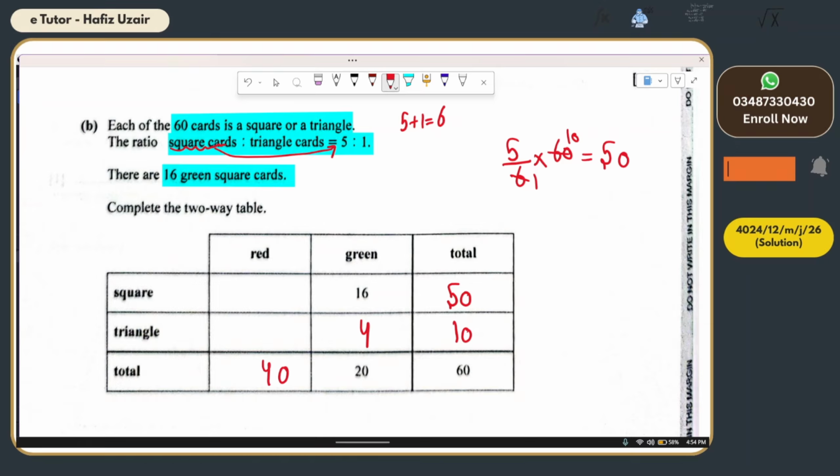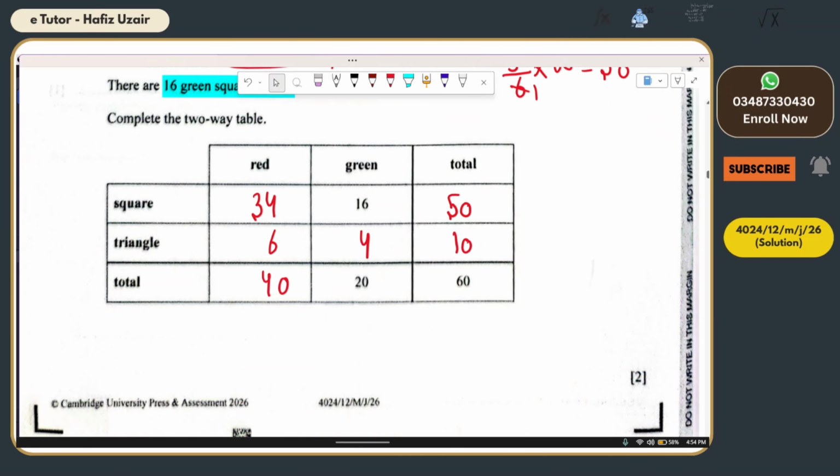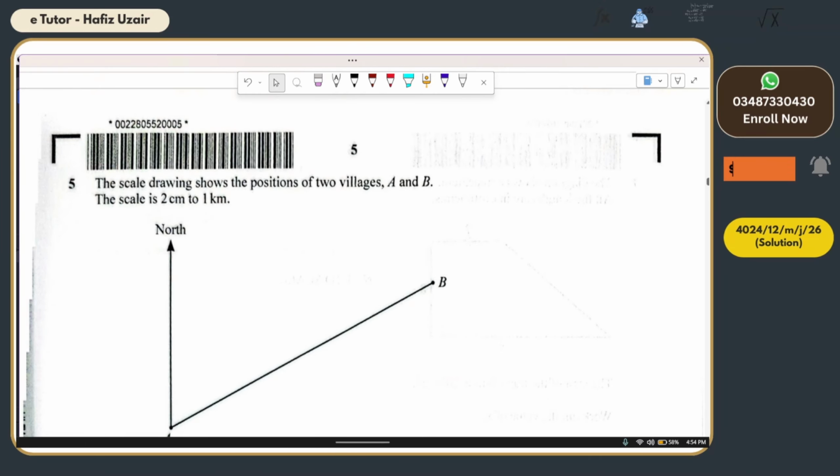Now similarly, here we can also check that the total square cards are 50 and green square cards are 16. So if we subtract 50 and 16, we will get the number over here. 50 minus 16 will be equal to 34. Now how many triangle cards do you have over here? That will be 60. Now let's move to the other question.